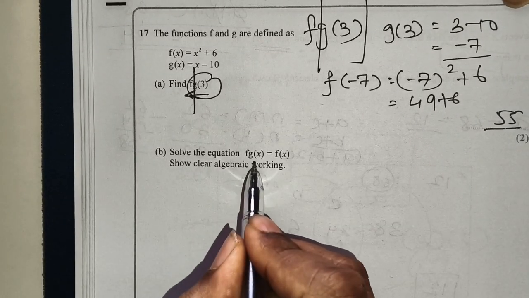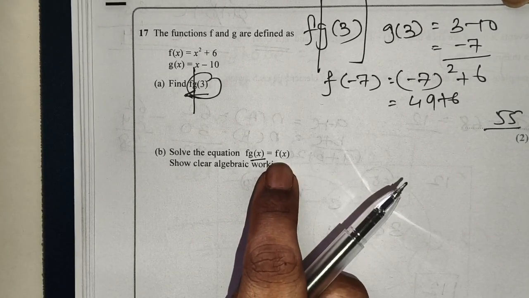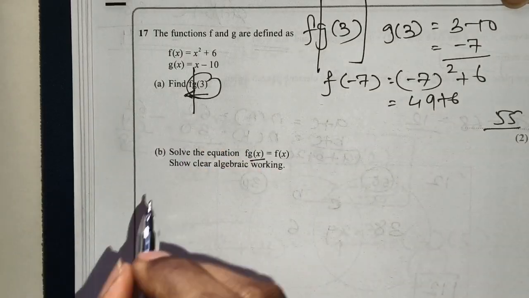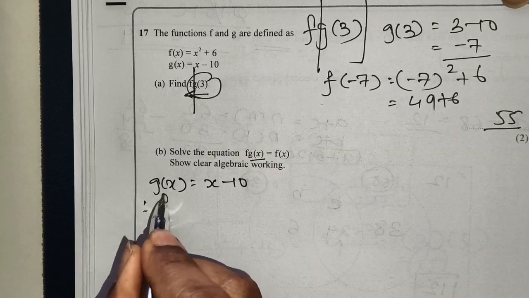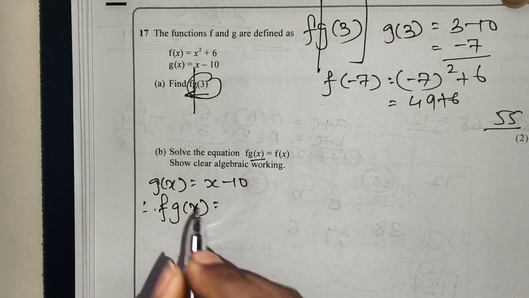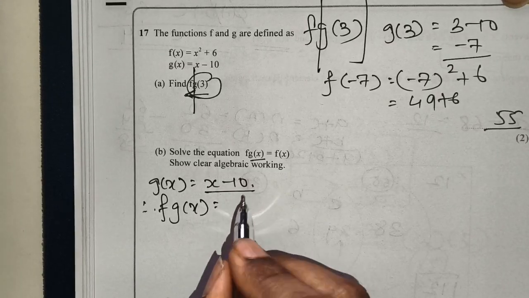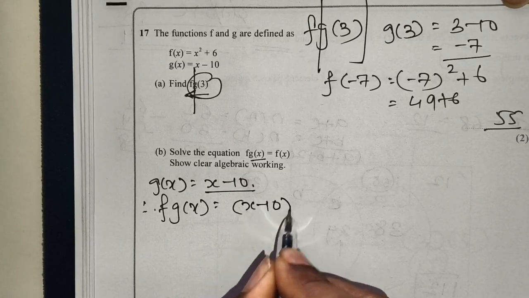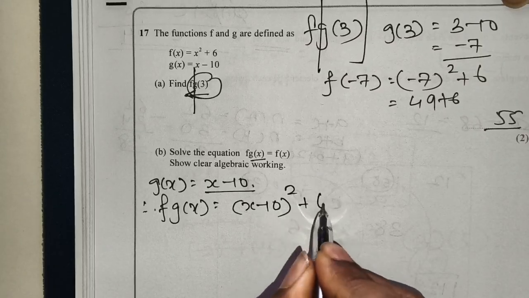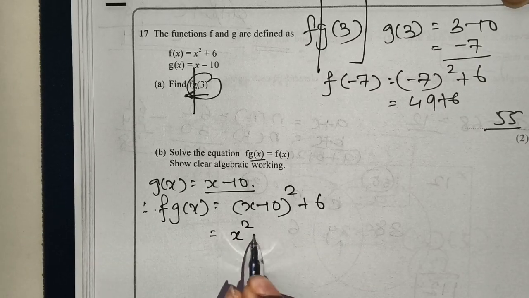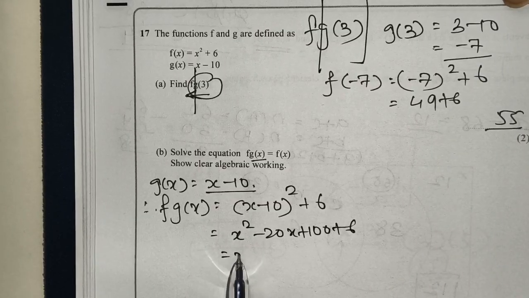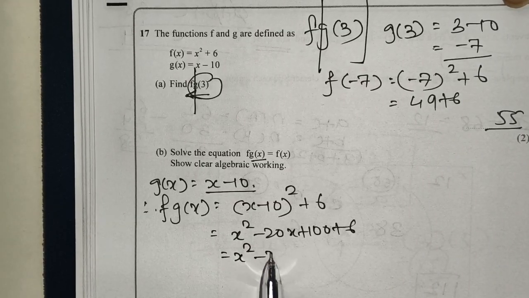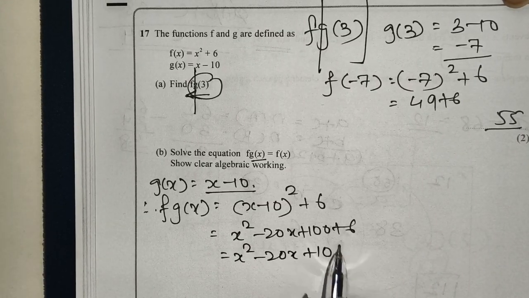Solve the equation f of g of x is equal to f of x. What is g of x? G of x is x minus 10. Hence, my f of g of x is going to be, this is going to be my new x, so it will be x minus 10 the whole squared plus 6, which is equal to x squared minus 20x plus 100 plus 6, which is equal to x squared minus 20x plus 106.